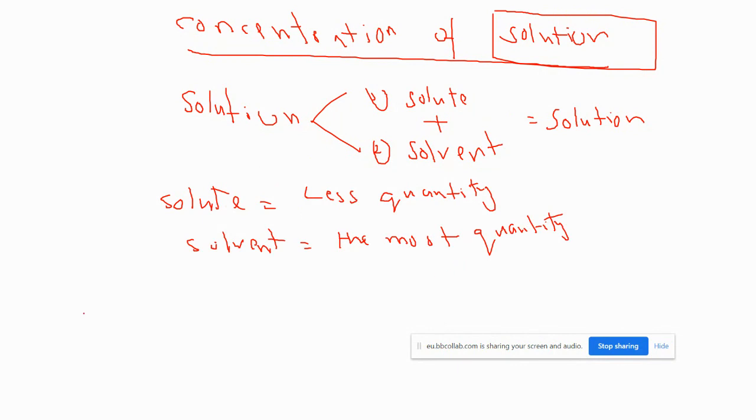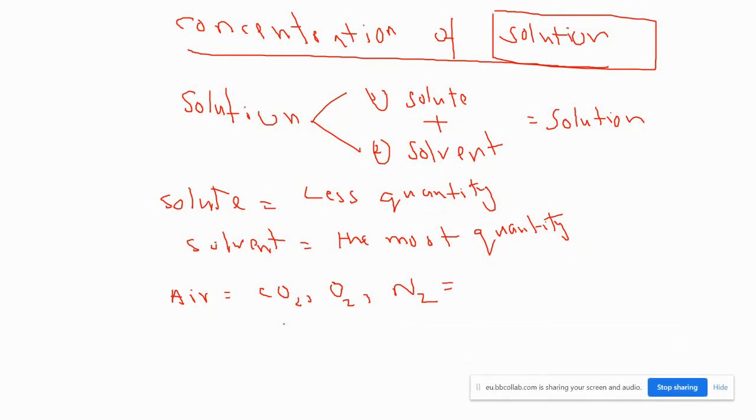Suppose air is a solution in which we have gases. We have three main gases in air: carbon dioxide, oxygen, and nitrogen. Which one is solvent and which one is solute? It depends upon their quantity or share. Oxygen is almost 21%, nitrogen is 78%, and carbon dioxide is 0.3%. And 0.7% are some other gases like methane, and noble gases like neon, argon, etc.